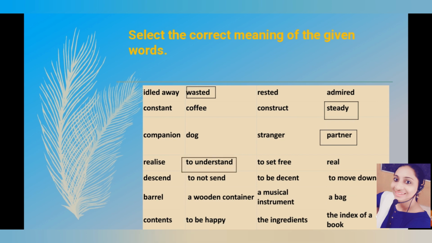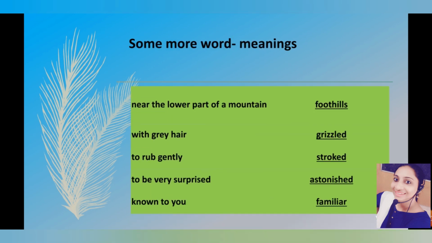Realize means to understand. Descent means to move down. Barrel means a wooden container. Contents means the ingredients. Okay, let's see some more word meanings. Near the lower part of a mountain means foothills. With grey hair means grizzled. To rub gently means stroked. To be very surprised means astonished. Known to you means familiar.